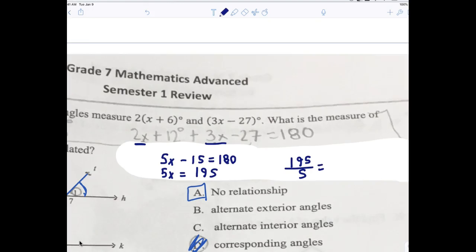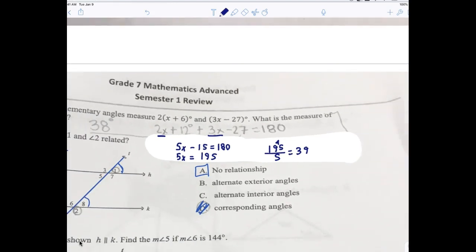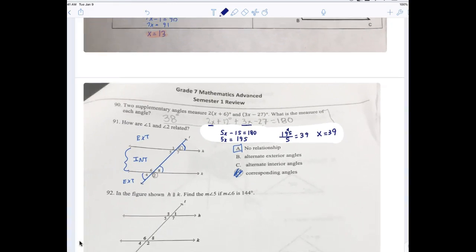5 goes into 19 how many times? 3. With how many left over? 4. 39. Very good, buddy. All right, so x equals 39. You with me? Yes.